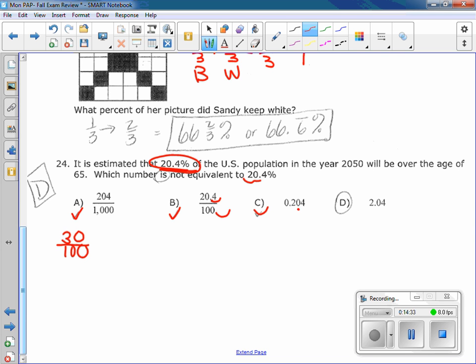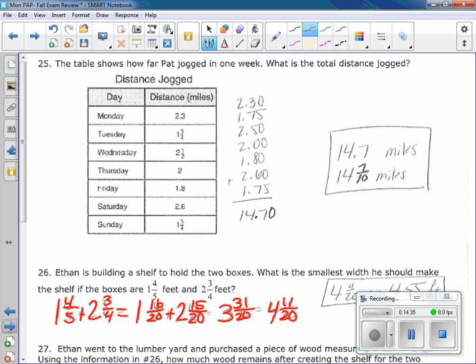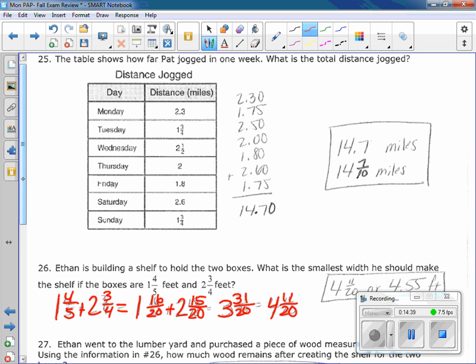Questions on that? So what is the total distance? This was just a matter of converting them all into a convenient form and adding them up. Any questions on that?